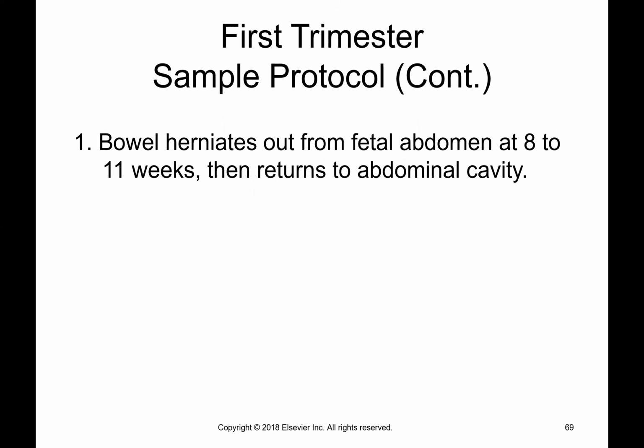I just want you to know that the bowel herniates from the fetal abdomen around 8 to 11 weeks and then returns to the abdominal cavity. So that's a normal finding in the fetus, but we'll talk about that a little bit later.